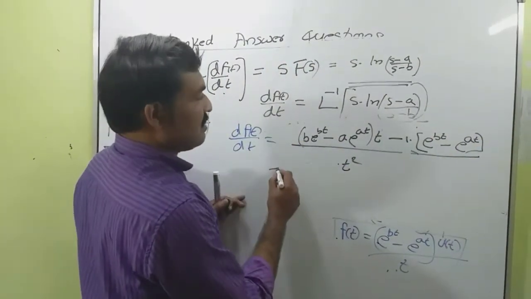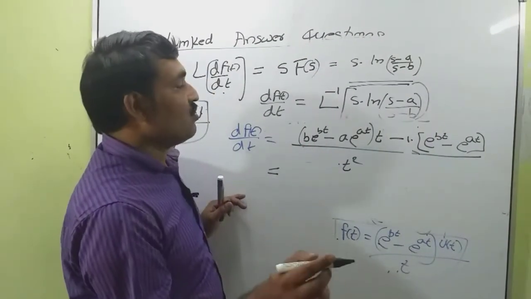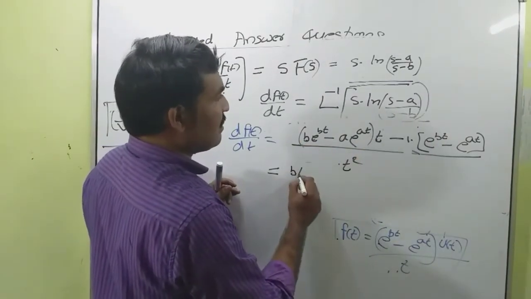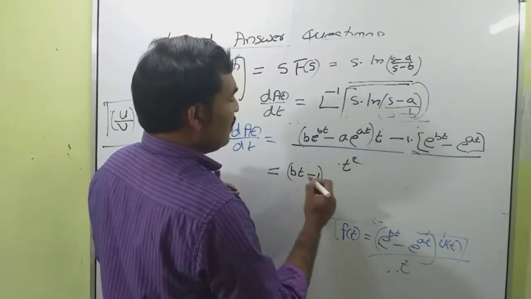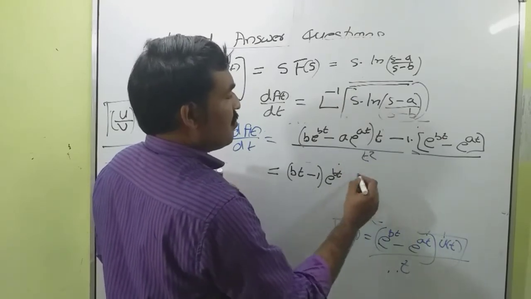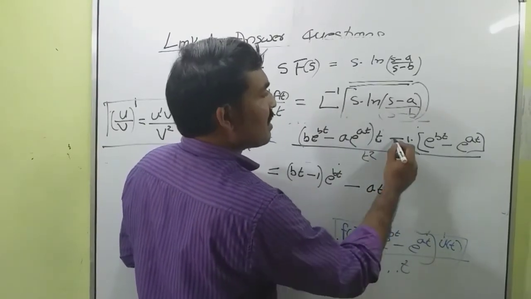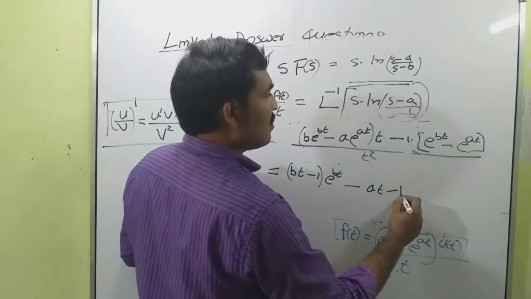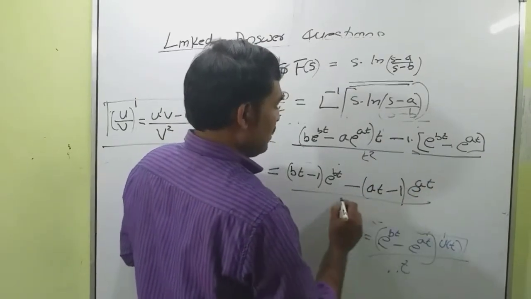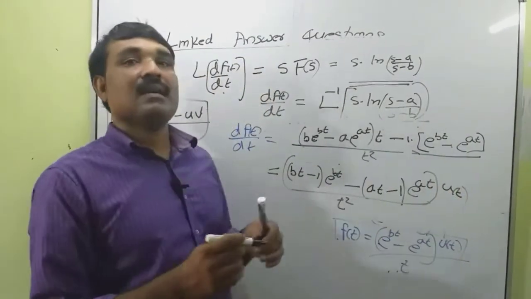So we can write this is equal to, we can collect the terms e raised to bt and e raised to at. So here it is b into t, that is bt minus 1, into e raised to bt, minus this term, that is at, this is minus of minus, that is plus. So minus 1 into e raised to at, this divided by t square, this all into u of t. This is the correct option given.